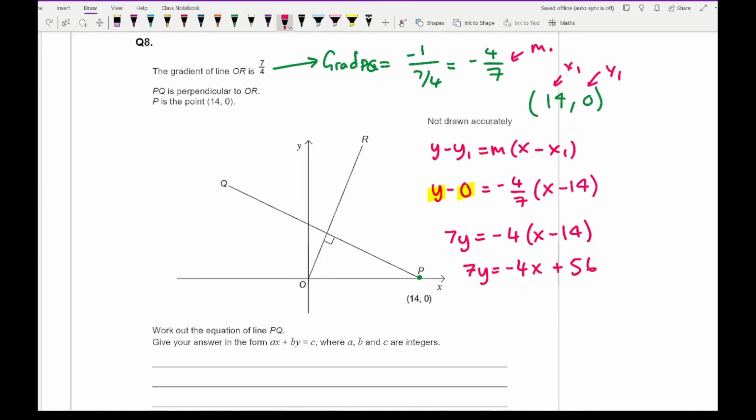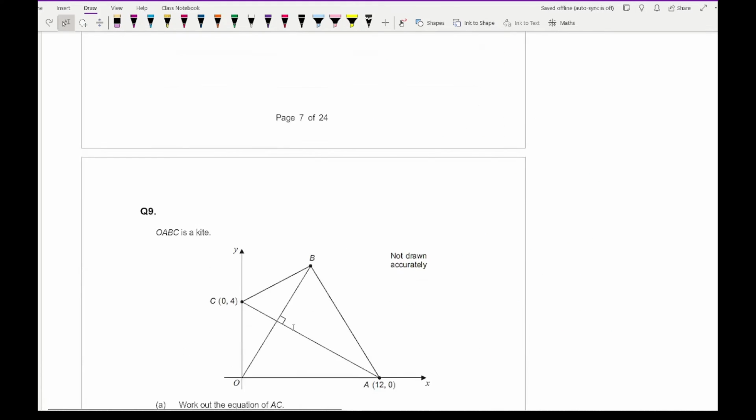So then getting the x and y's all onto one side, let's just take the -4x over to the side, so I end up with 4x plus 7y equals 56, and there is my final answer.